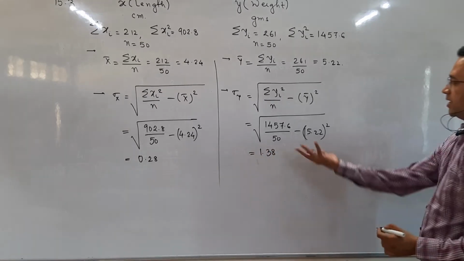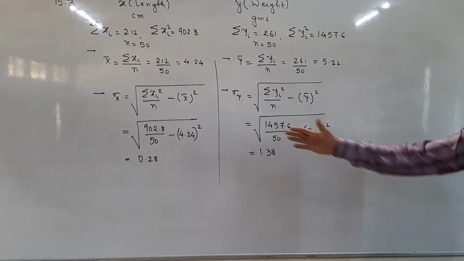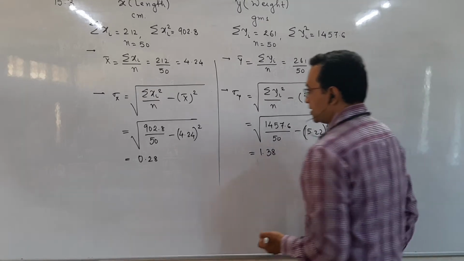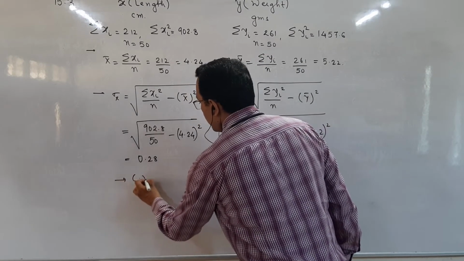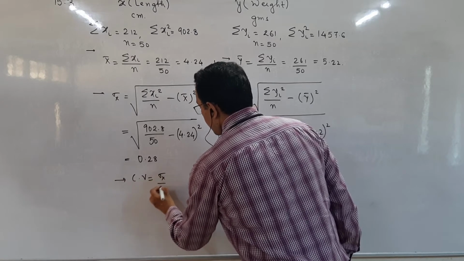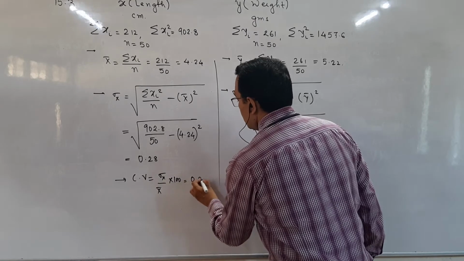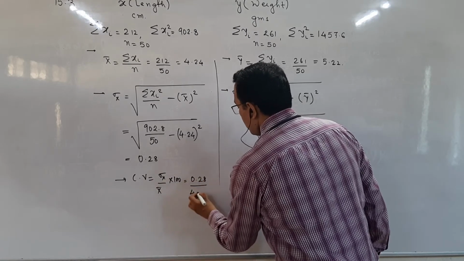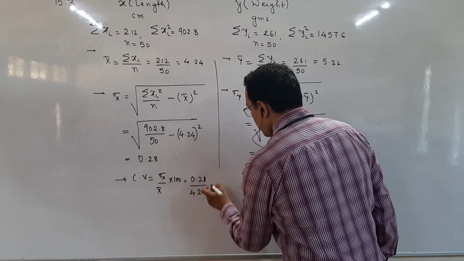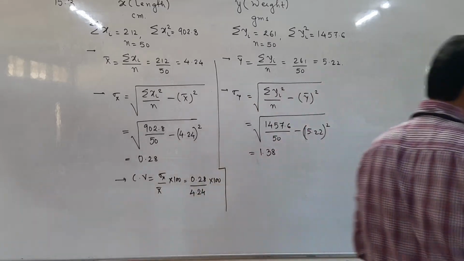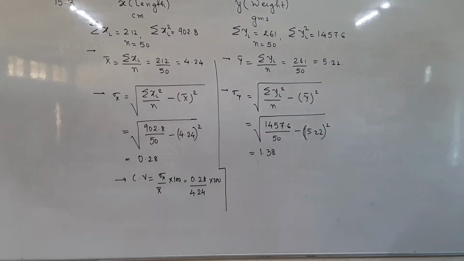Now students, based on variance also, the variance of x will be less than the variance of y, so y has more variation. That way also we can do, or just find out CV, sigma x upon x bar into 100. Sigma x is 0.28 upon 4.24 into 100, and this answer comes out to be 6.6%.